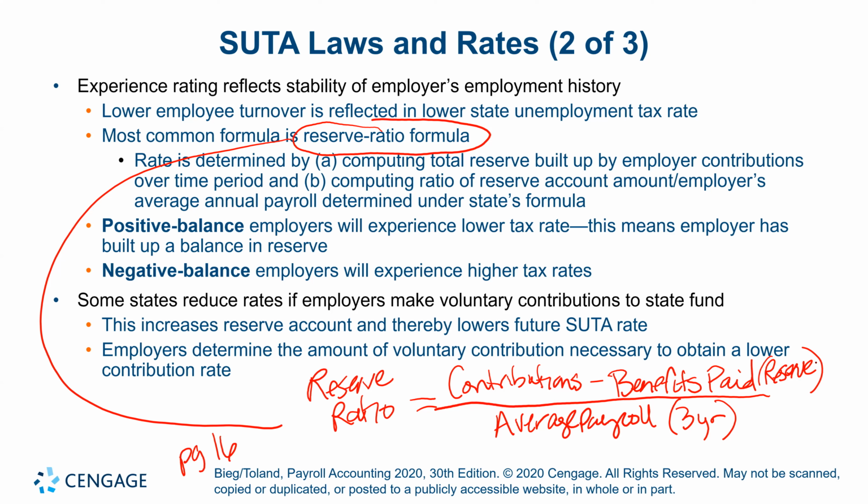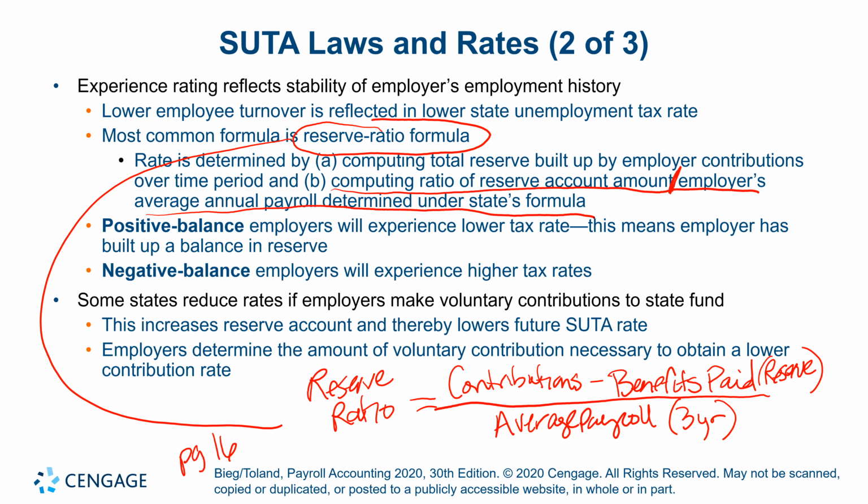Right? The difference between the contributions and the benefits paid. B, computing ratio of reserve account amount divided by employer's annual... Here, I guess they did write the formula here. Computing ratio of reserve account. And so that's the contributions minus the benefits paid, divided by, and that's where they have this slash here, employer's average annual payroll determined under the state's formula.